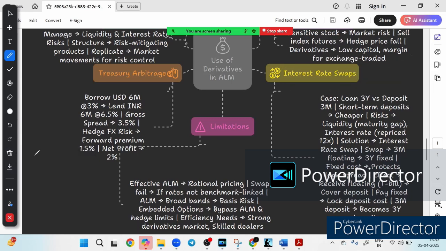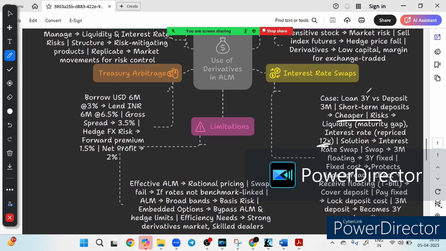Let's see. Friends, suppose loan tenure is 3 years, right? And deposit tenure is just 3 months. This is the problem. The problem is that loan tenure is 3 years, but deposit tenure is just 3 months. This is the main problem. So we have a short term deposit, as you can see, just for 3 months. So it is cheaper but risky, right? So liquidity risk is always there, right? And interest rate risk is also there, because it has to be repriced 12 times.